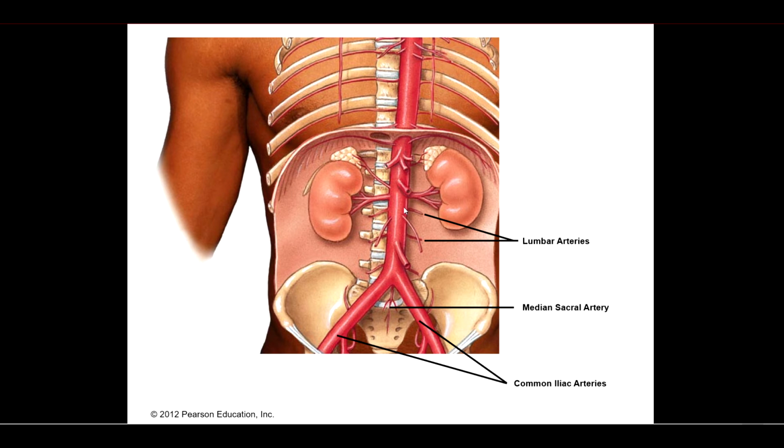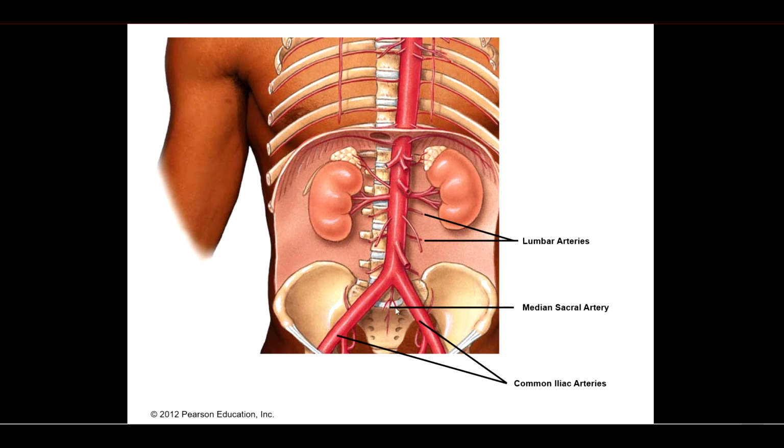These kind of come out laterally from the aorta. So you'll see one lumbar artery here. Here's another lumbar artery there. That one right there. That one there. They kind of remind me of intercostal arteries coming off the thoracic aorta. They just kind of come out laterally, so they're easy to find. Okay, so those are the lumbar arteries.